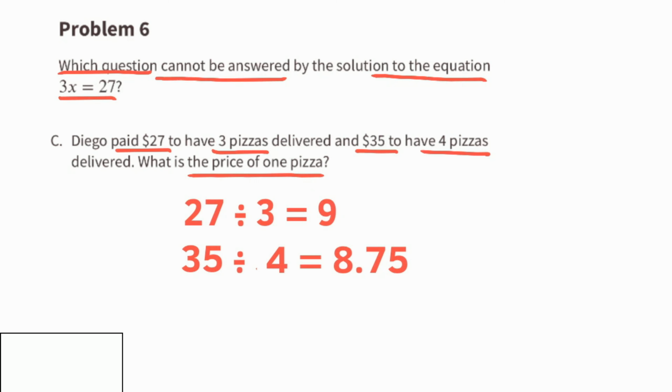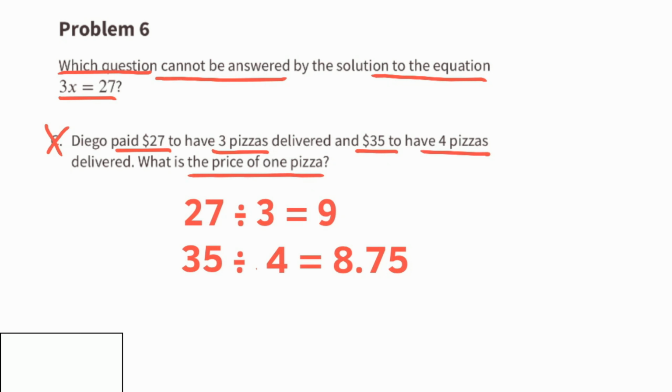This tells me that the price of the pizza, or the variable, cannot equal 9, since the price per pizza, or the variable price, varies with the number of pizzas ordered. So this is the answer that we've been looking for. Equation C cannot be answered by the solution to the equation 3x equals 27.